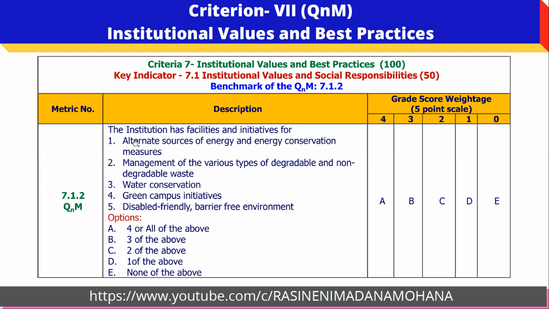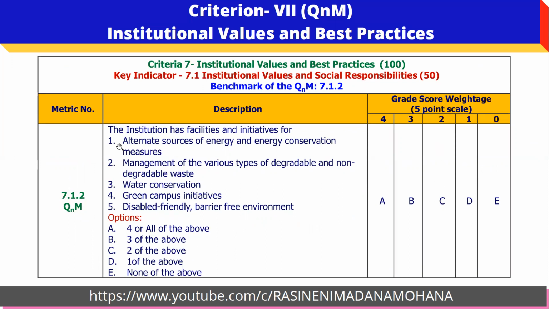So based on which option, which grade will be awarded for this 7.1.2. If you have any 4 or above, your option is A, then you will get full grade 4. If you have any 3 of 5, then your option is B, then your grade is 3. If you have any 2 of the 5 options, your option is C. For C, your grade is 2.